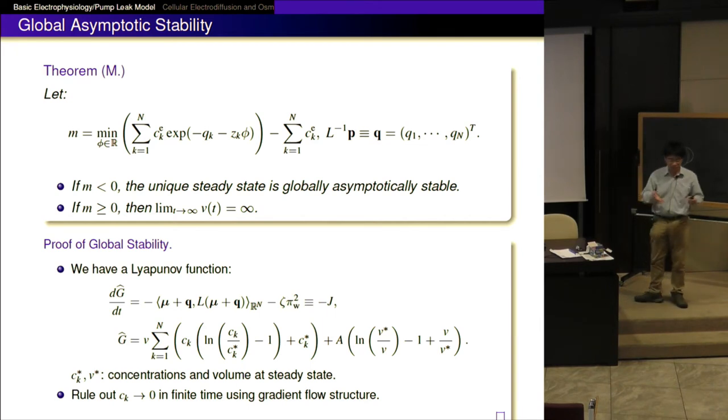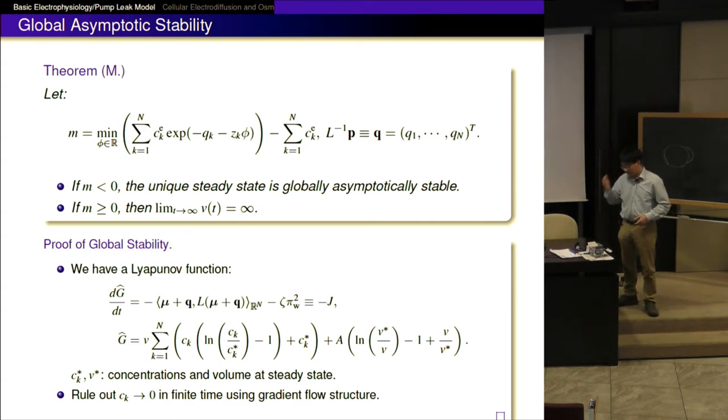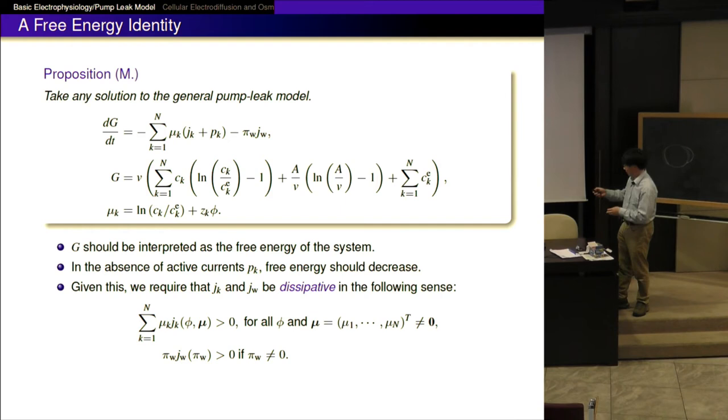As is often the case when you try to prove global asymptotic stability, you want to cook up a Lyapunov function. Now, you might imagine that a good candidate for this Lyapunov function might be the energy, the free energy, because the free energy was this guy.